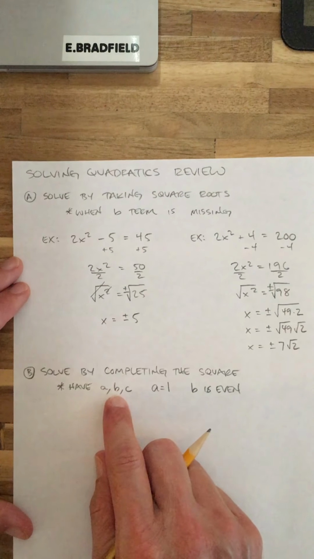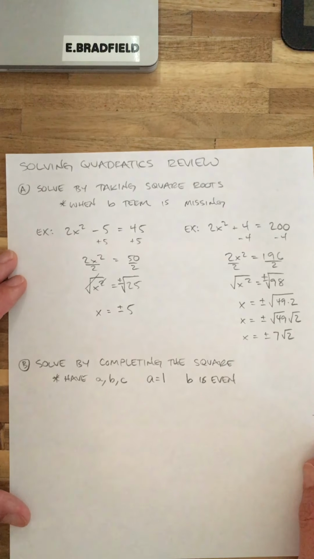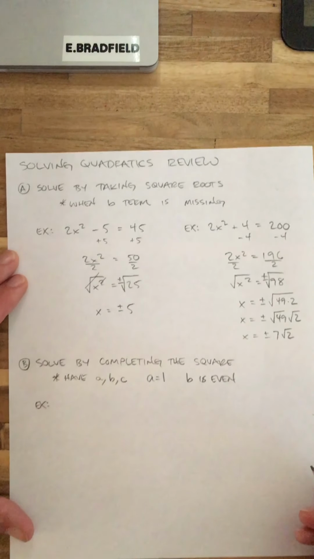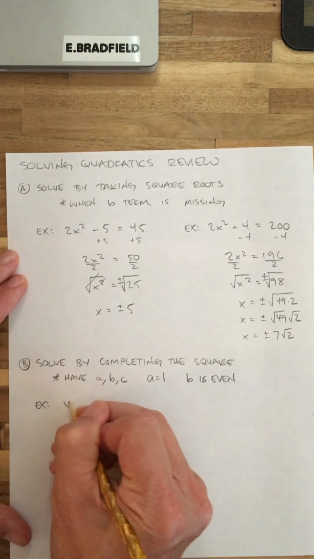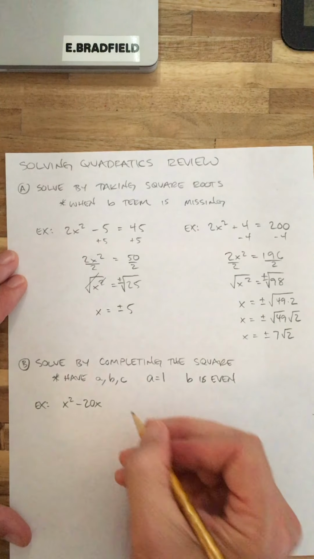When you have a trinomial with a, b, and c, your a is 1 and b is even. That's the best setup for using completing the square. Here we go. x squared minus 20x plus 66 equals 2.